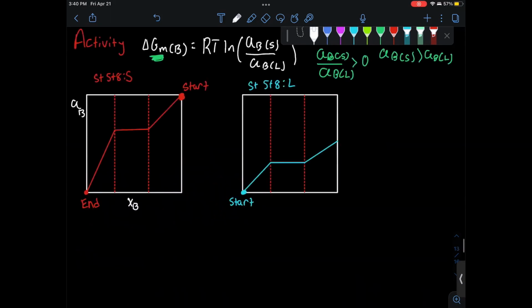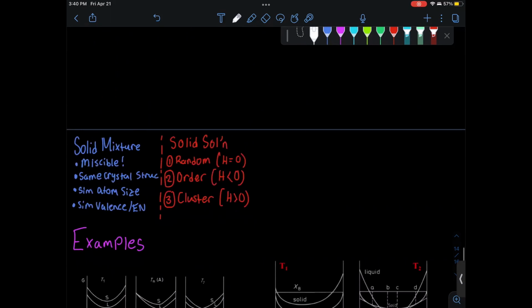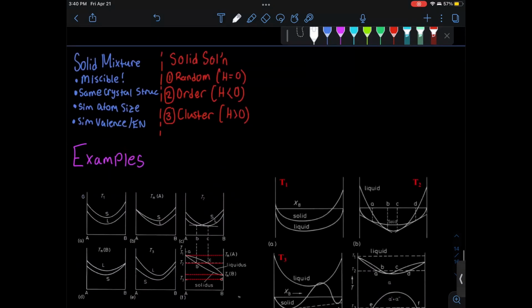We left off talking about activity and different activity charts. Now we're going to do some examples, along with talking about solid mixtures and solid solutions. First off, solid mixtures are miscible, fully mixable, which means there's no miscibility gap. They're mixed phases; there is only one phase. Solid mixtures have the same crystal structure, similar atomic size, and similar valence and electronegativity.